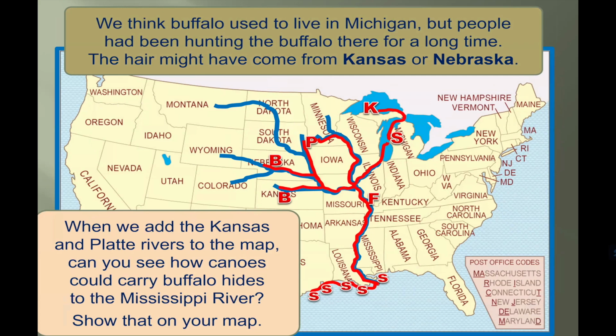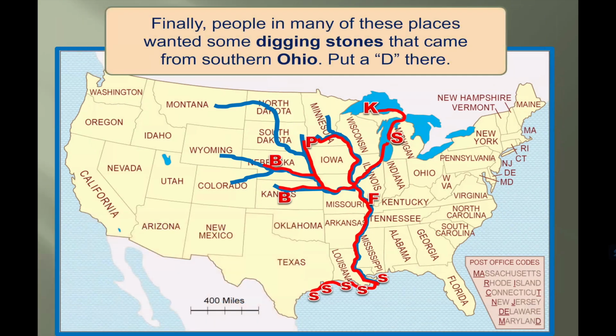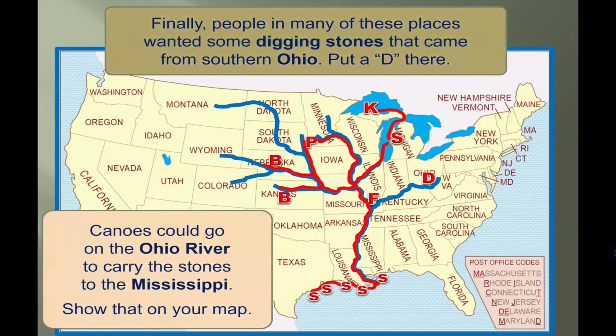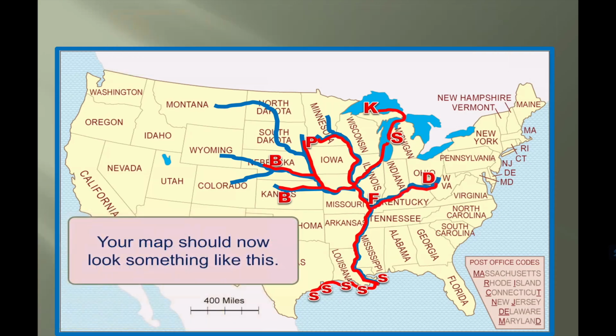Now, one last thing. We're going to have to get some digging stones. And the best digging stones at that time, and some stones that were found in Schrumpf Stump, come from southern Ohio. So now we're going to put digging stones over here and another canoe route on the Ohio River. So your map ought to look something like this right now. And you've learned the locations and the names of about 5 rivers in about 6 states already.